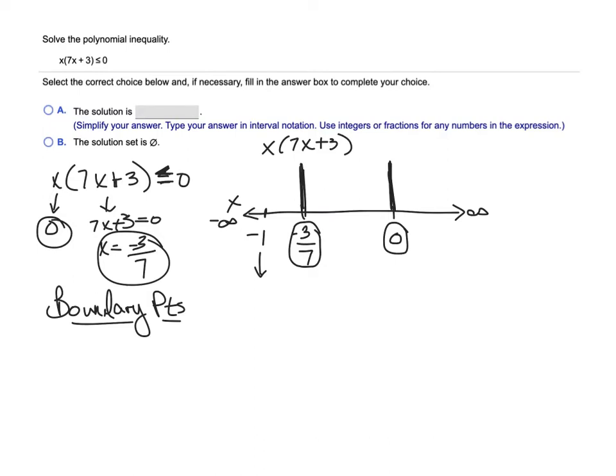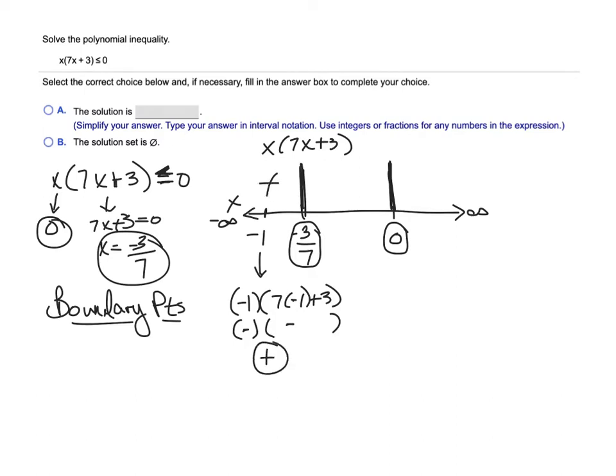So when I plug -1 into x, I get -1. And when I plug -1 up here into 7x plus 3, 7 times -1 plus 3, -7 plus 3 is -4. So we basically have a negative times a negative. 2 negatives multiplied together gives me a positive.